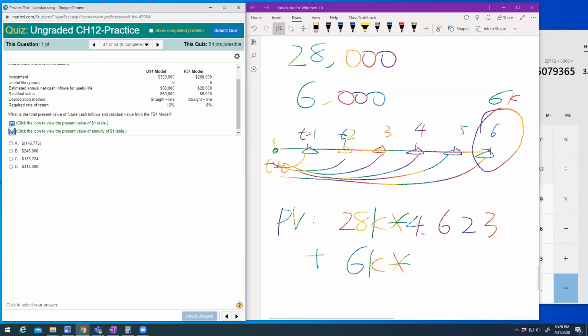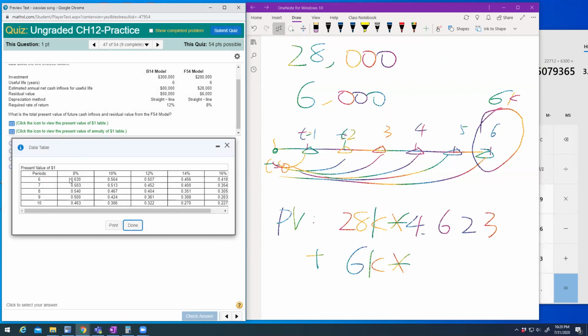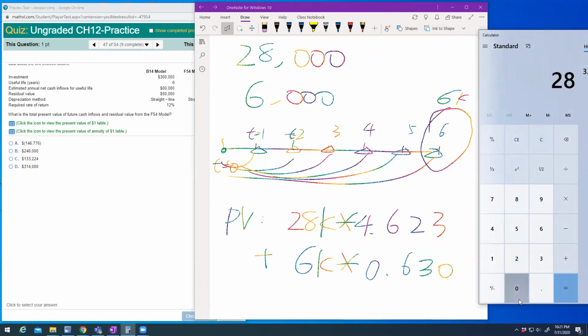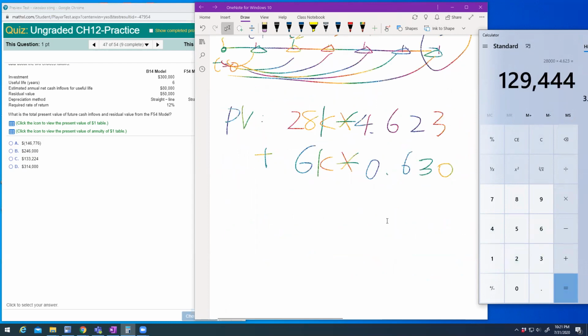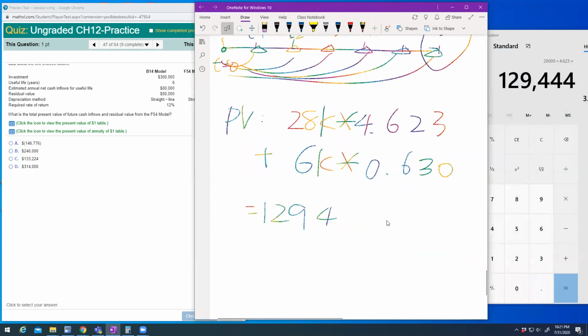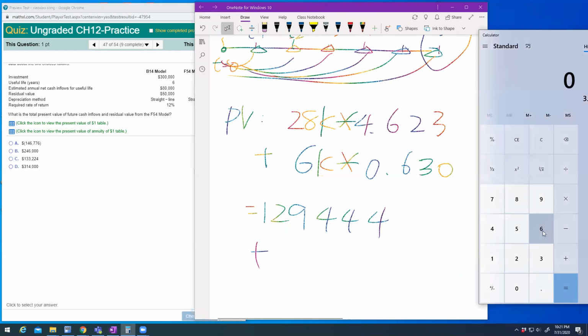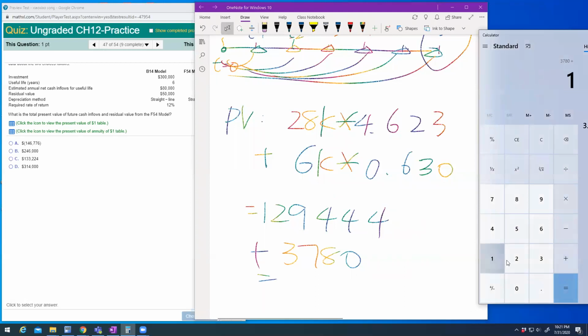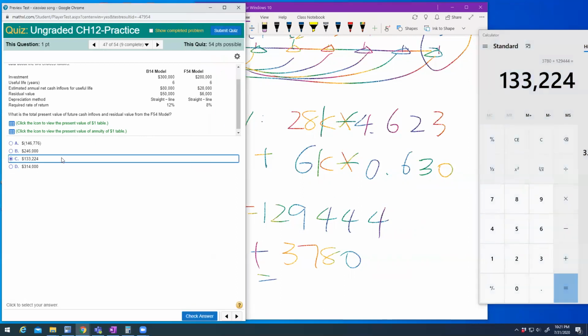It's just a one time amount, 6 years, 8%, which is 0.630. If you do the math, 28,000 times 4.623 gives you 129,444, plus your 6,000 times 0.630, which is 3,780. If you add 129,444 and 3,780, you get 133,224, right?